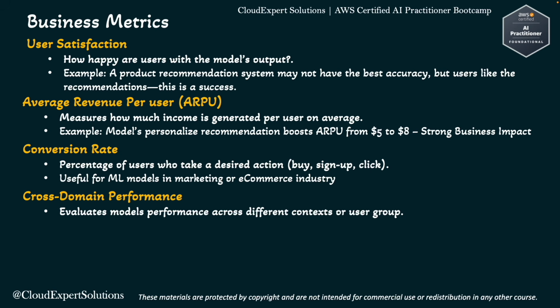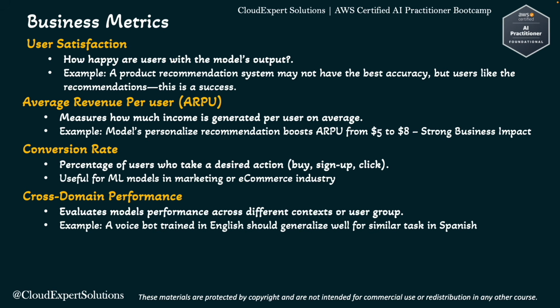The next is cross-domain performance. Cross-domain performance evaluates how well the model works across different contexts or user groups. As an example, if a voice assistant model or voice bot is trained in English, it should ideally generalize well to similar tasks in Spanish or French or for other domains.